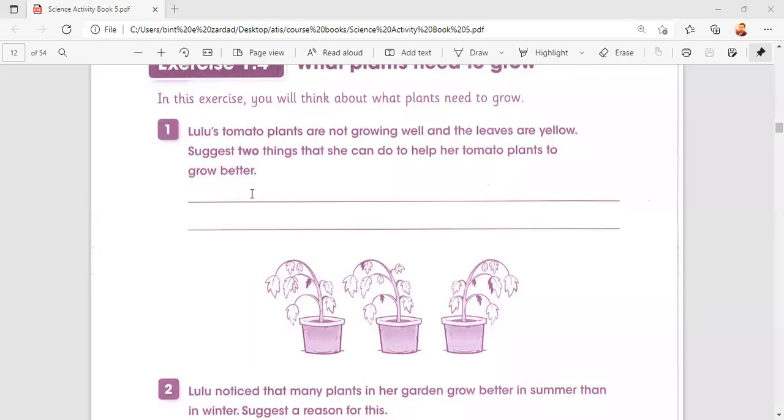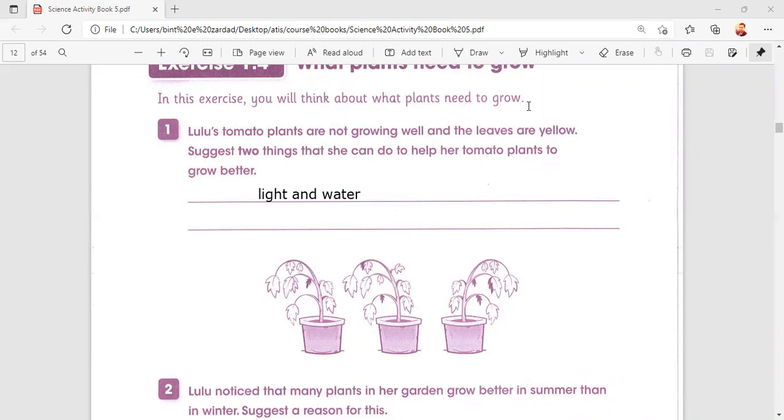So in simple words, light and water. Light and water are the most important factors for plant growth. So she puts them in a sunny place and also waters them, so her plants grow better. She can water them and she can put them in a sunny place.